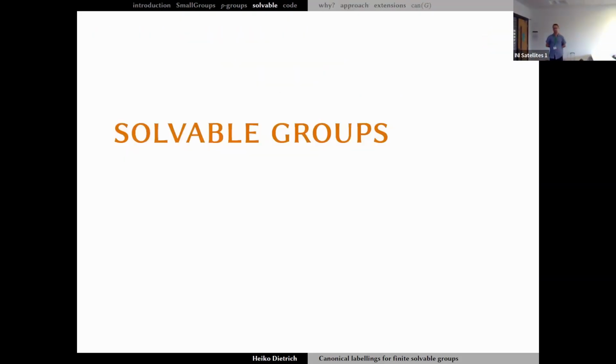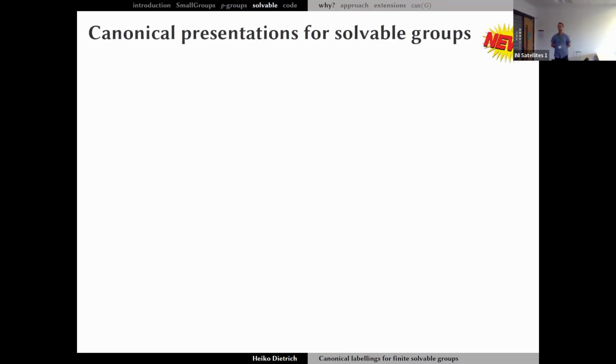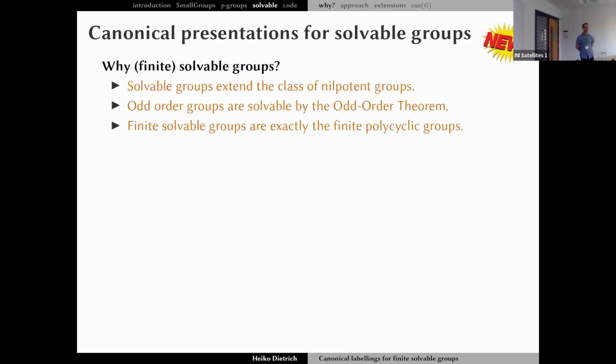All right, so now let's go to solvable groups. Canonical presentations of these. Why? Well, all finite nilpotent groups are just direct products of finite p-groups, and these can be dealt with by the p-group standard presentation. So the next interesting class of groups are maybe the solvable groups. There are many solvable groups by the odd order theorem: every group of odd order is solvable, right? This will cover quite a bit. But most importantly, I guess, is that we can compute very well with finite solvable groups to some extent, because these are exactly the finite polycyclic groups.